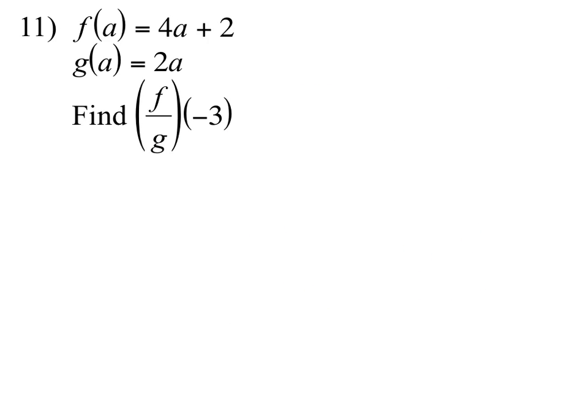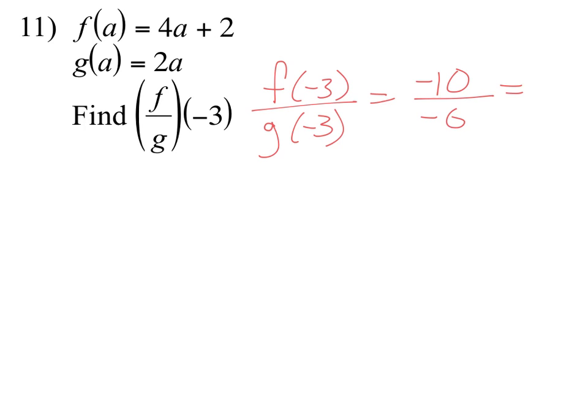Last problem ever. So we got f of a is 4a plus 2, g of a is 2a. I want to divide these two and then plug in -3. In general, I'd like to think about this as f of negative 3 over g of negative 3. So that's going to be 4 times negative 3 is negative 12, plus 2 is negative 10. g of negative 3, 2 times negative 3 is negative 6. And that can be reduced to positive 5 over 3.